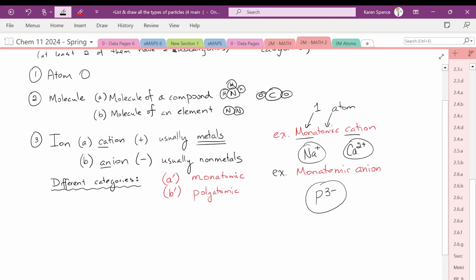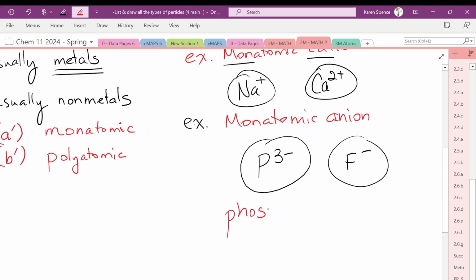Another example of a monatomic anion. Yes, Matthew. Fluorine. Yes. And I'm going to give you a couple of names here because we're going to be naming soon after break. It's not phosphorus anymore. Its name is phosphide. Anions take the name ide. And fluorine isn't fluorine anymore. It is named fluoride. That's why you have sodium chloride.